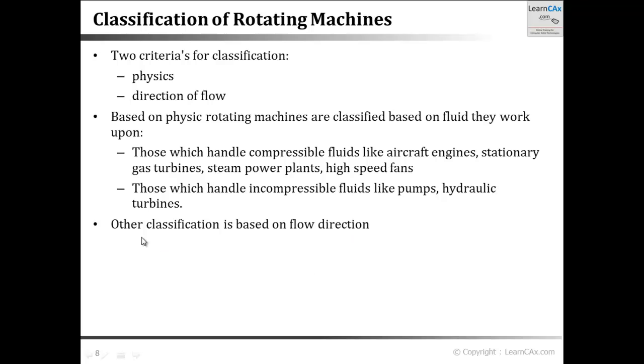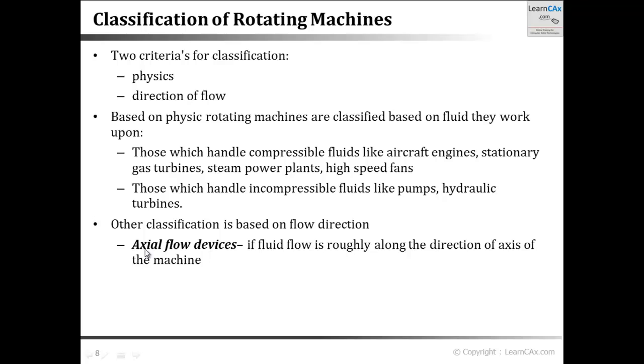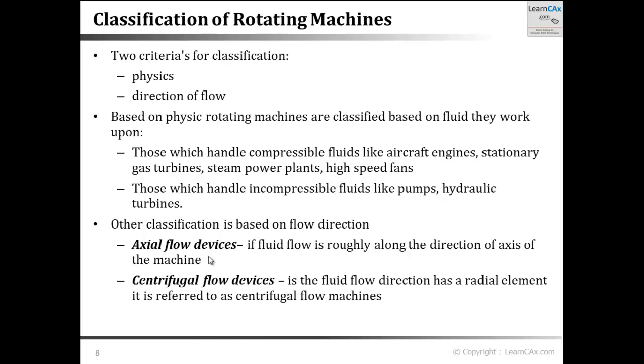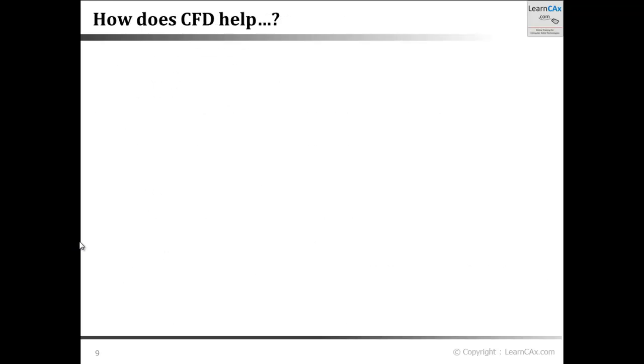Now the other classification which is commonly used is based on the flow direction. The first among them is axial flow devices. In these, the fluid flow is roughly along the direction of the axis of the machine. The next classification is centrifugal flow devices. In these, the fluid flow direction has a radial element, and hence they are referred to as centrifugal flow machines. There are also devices which have mixed type of flow, known as mixed flow devices, which have both axial as well as centrifugal components.